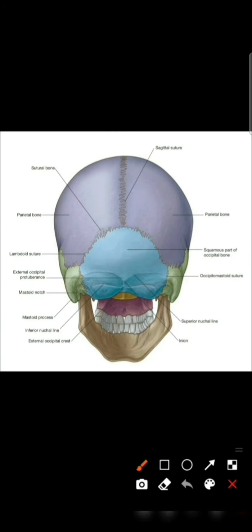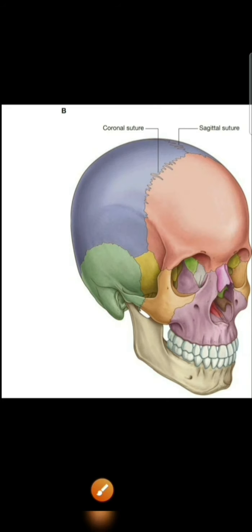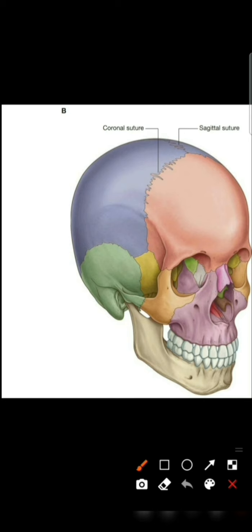And this is the posterior view of the skull. This is the occipital bone. These are the right and left parietal bones. This is the temporal bone. This is the mandible, the only bone in the skull which can move. This one is zygomatic. This one is maxilla. This one is temporal, occipital, and frontal.